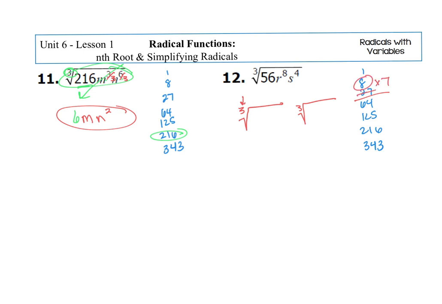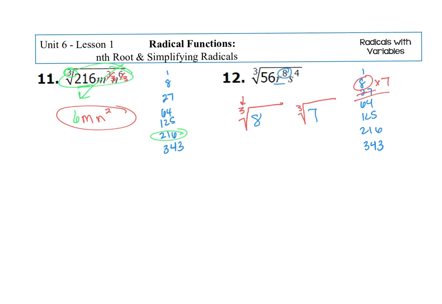It's 8 times 7. So 8 gets to go in the first house, 7 in the second. Again, my first house is always for my perfect part, the part we can root. Now, r to the 8th. 8 does not divide by 3. 7, I keep working my way down.